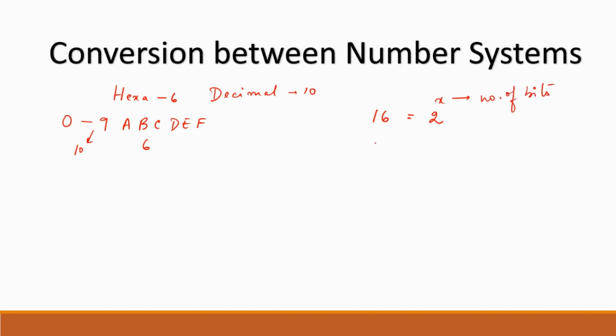So let's rewrite 16. We can write it as 2 to the power 4 is equal to 2 to the power x. Then we can take log on both sides. So 4 log base 10 2 is equal to x log base 10 2. And both the logs cancel out, and therefore the number of bits x becomes equal to 4. So we can represent the entire set of 16 symbols with 4 bits of binary numbers. So let's see how this is done.